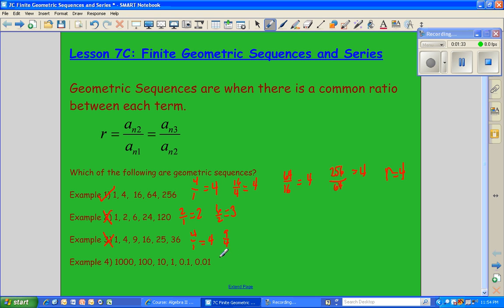All right, let's look at this last example. 100 over 1,000 is 1/10. 10 over 100 is 1/10. 1 over 10 is 1/10. So you do have this common ratio, and that ratio is 1/10. And so you could say example 1 and example 4 just both show geometric sequences.